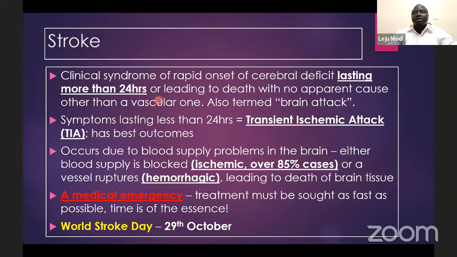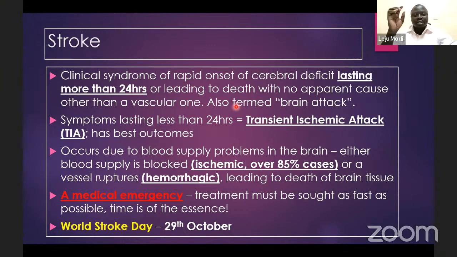So something started maybe this morning, and then you have already started identifying abnormalities in the way I do my things today, and it has persisted beyond tomorrow morning, that you could call it a stroke. Usually it will lead to either death, sudden death with no apparent cause, but sometimes people survive a stroke event, okay? And as you have heart attack, this one is sometimes also termed brain attack.